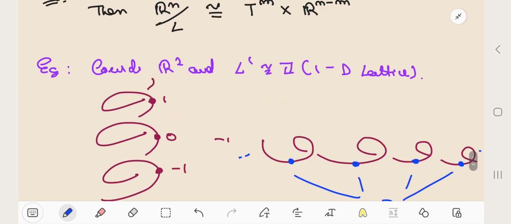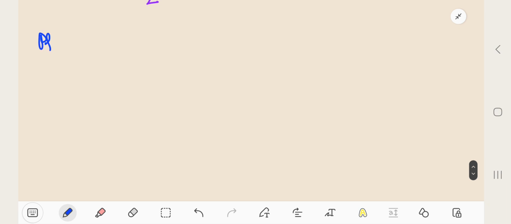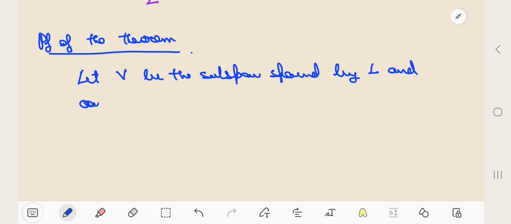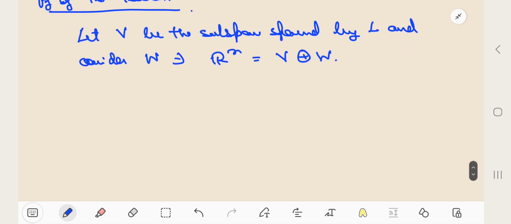There is nothing difficult to talk about in the proof of this theorem. What we do is that we simply take V, let V be the subspace spanned by L, and consider W such that W fills the rest of the portion. So I have Rn to be simply V direct product W. If you carefully observe, V will correspond to the m dimensional part and W will correspond to the n minus m dimensional part.